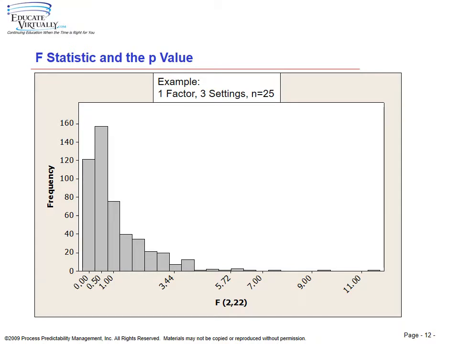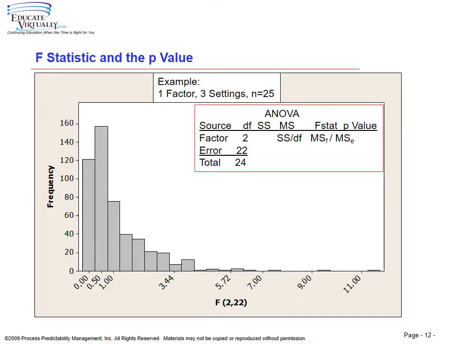Let's digress and take a look at the F statistic and how it leads us to the p-value. We're going to use an example here, and the example has one factor at 3 level settings with an n of 25, or 25 total data points. We've run this evaluation and we have our analysis of variance. The degrees of freedom is associated with the power of the test, and that's also driven by the number of data points.